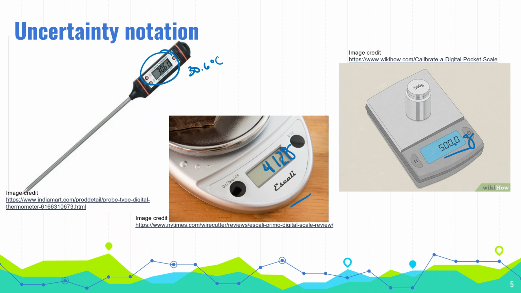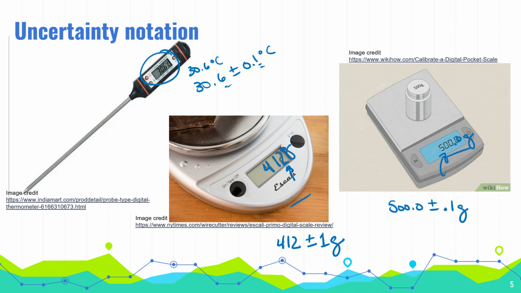Let's look at answers super quick before we move on. Hopefully you had 30.6 plus or minus 1/10 of a degree Celsius, tenths place. Here, our last place value is the ones place, so we're going to have 412 plus or minus 1 whole gram. And here, again, we've got a tenths place, so we're going to have 500 plus or minus 0.1, a tenth of a gram.